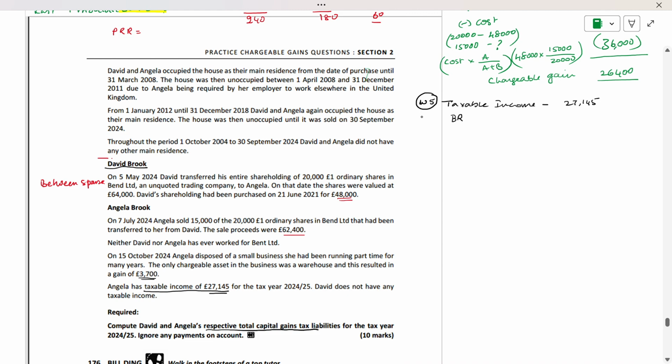Basic rate is how much? 37,700. Just keep it like that. How much is the leftover here? Still available, how much is there? 10,555. Okay, we will use this if it is needed. We will use it somewhere, when we are working it out, we will come across that. Okay, just wait for a while.